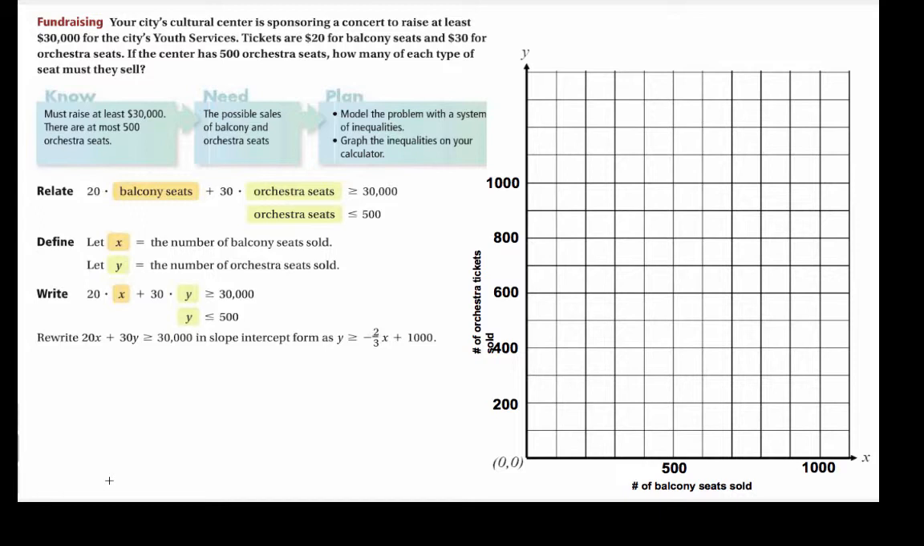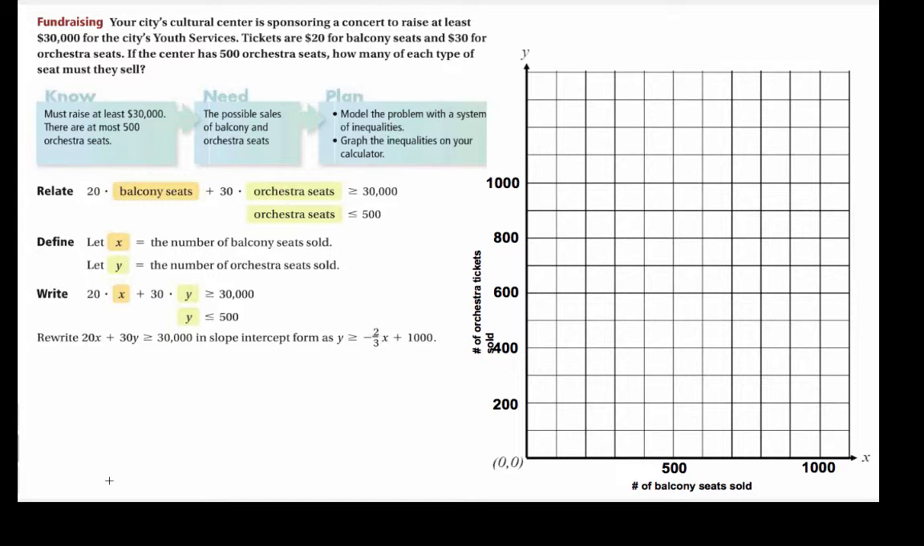But our problem is: your city's cultural center is sponsoring a concert to raise at least $30,000 for the city's youth services. Tickets are $20 for balcony seats and $30 for orchestra seats. If the center has 500 orchestra seats, how many of each type of seat must they sell?